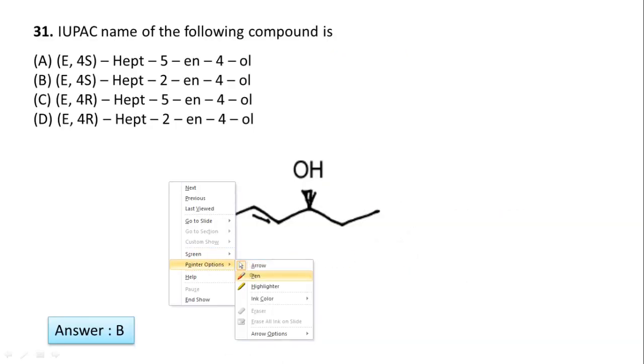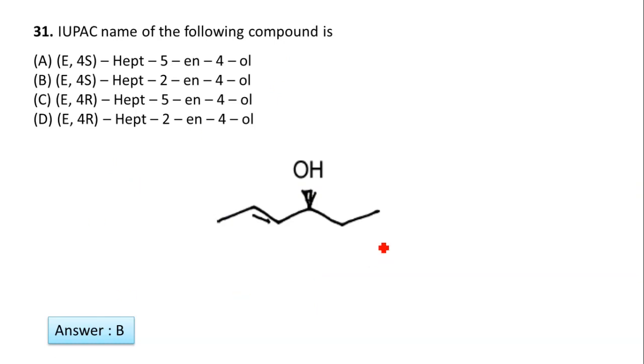IUPAC name of the following compound is. Here you see this compound. Here the double bond, you give first preference to the double bond. So it is position 3 and this is 4. The OH group is present at position 4. You have to name the carbon where the double bond starts. So it is a 2-en-4-ol.